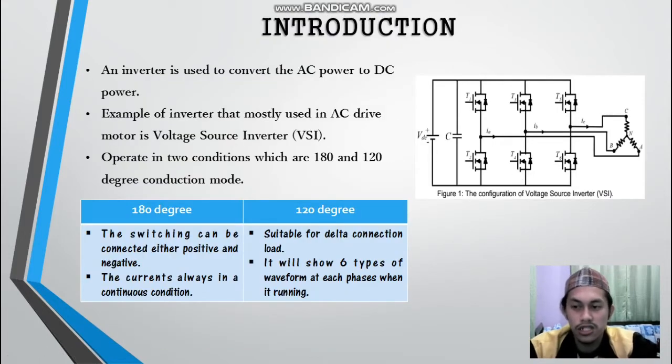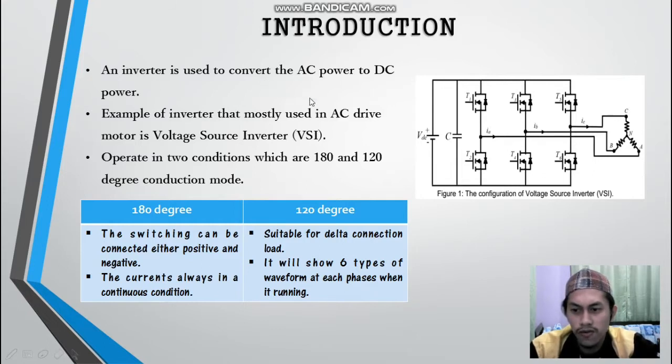Okay, for the introduction, an inverter is used to convert the DC power to the AC power. For example, when we want to use AC power equipment but we only have DC power, we need to use the inverter. So from the DC power, the inverter will convert it to the AC power.